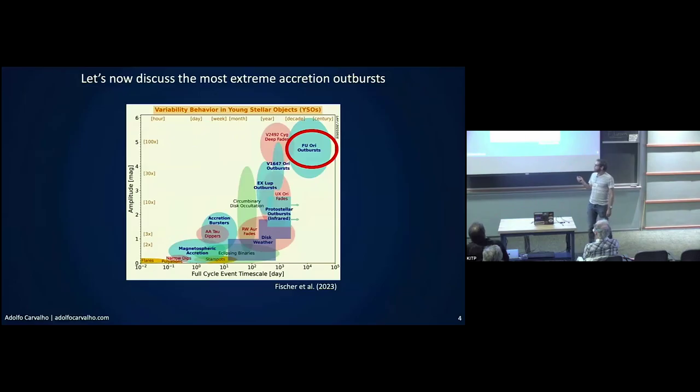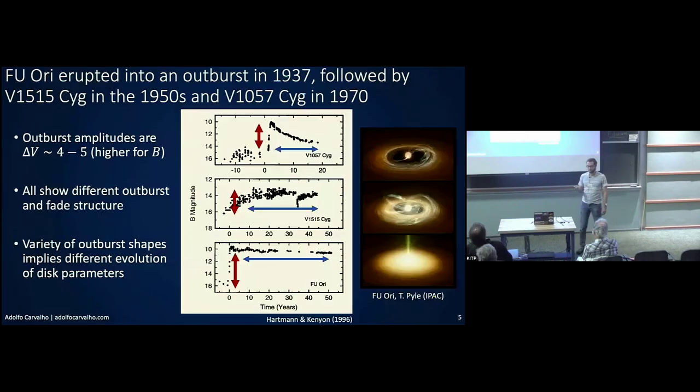FU Ori outbursts are much more extreme. They are both brighter and hotter, and they are much longer lived, and they actually result in a fundamentally different picture of the inner disk. The outbursts observationally are identified as having these big 4 to 5 magnitude amplitude rises in visible wavelengths, and can last for several decades. Some we've identified as likely being in outburst for at least 100 years. And they have a variety of light curve shapes.